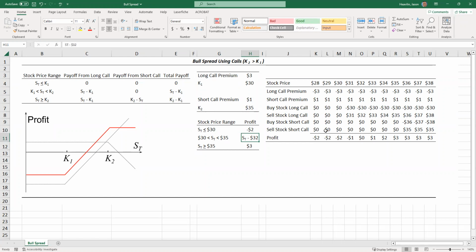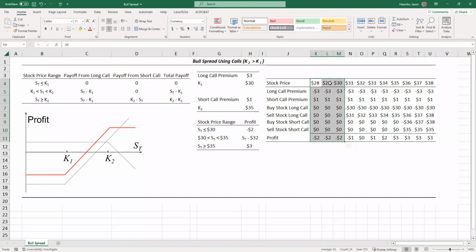This one works a little differently because of the range. But before we get to that, let's show it here on the table. We're talking about this area that I just highlighted on the table. When the stock price is equal to or less than 30, so 30, 29, 28, you see the negative 2, it's always negative 2. That would be this flat line here, the red flat line you see on the chart.